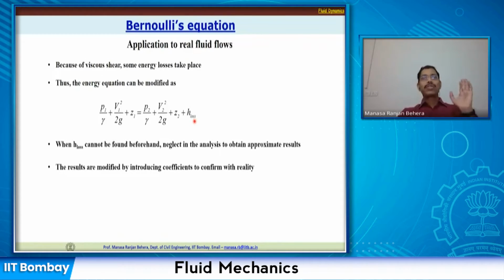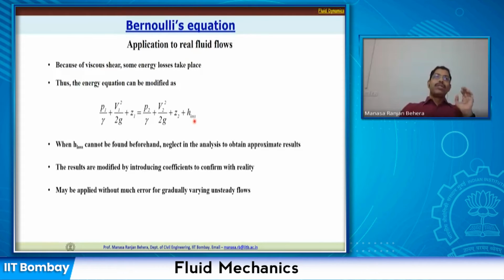But right now, at least we should understand that Bernoulli's equation can be applied without much error for gradually varying unsteady flow. As I said, for steady flow, you can assume and correct it, but this can also be applied for unsteady flow, but for gradually varying. If it is rapidly varying flow, then there is a sudden change and it is changing quite fast, then it may not give you a very good result, but for gradually varying flow, you can still apply it without much error.